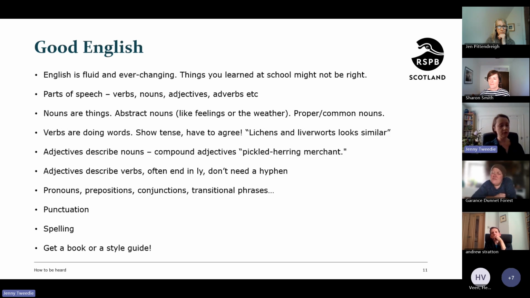You can also, fantastic book on punctuation if you're interested in the subject. So Eat, Shoots and Leaves. If anyone's not read that, get that book. I might be a bit sad and find these things quite exciting, but you can also get style guides for newspapers, which are really useful.